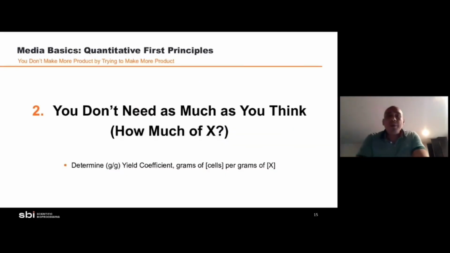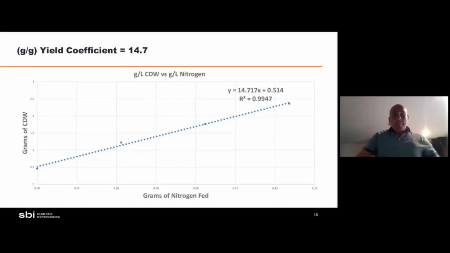So now that we know to a degree what our ideal concentration for this nutrient is, we want to know how much we need to add in total. So here we're going to determine the gram yield coefficient for our particular component. This is the amount of grams of your ingredient required to produce X amount of cells in our case, but it could be product in your case.